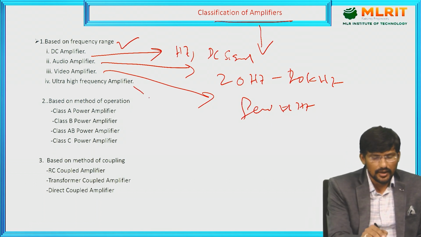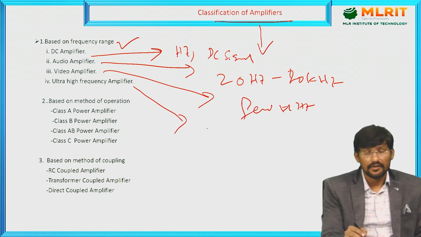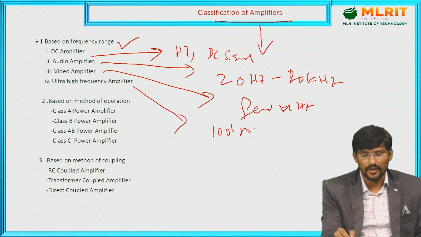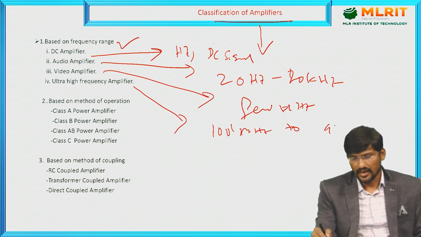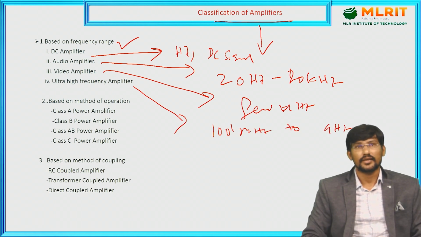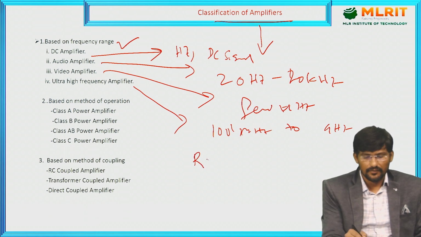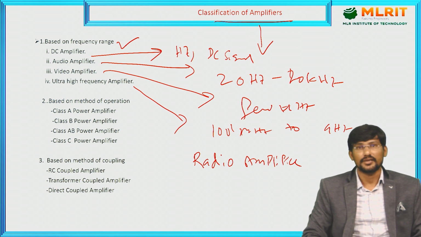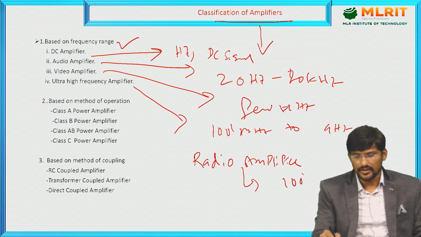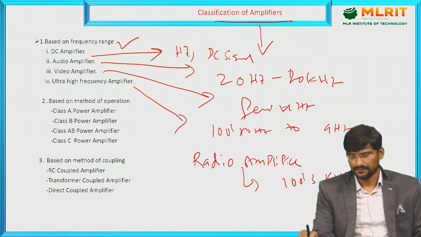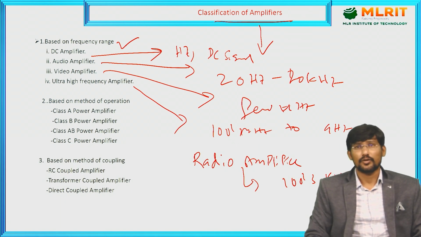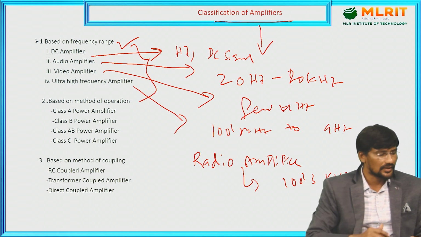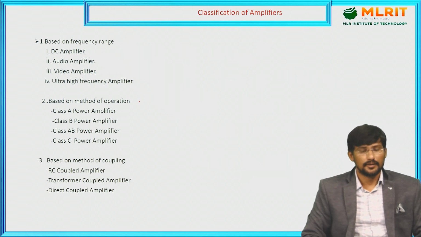And we have ultra high frequency amplifiers. Ultra high frequency amplifiers are used in the range of hundreds of megahertz to gigahertz. And we have another type of amplifier called the radio amplifier. Radio amplifiers are used in radio communication, in the range of hundreds of kilohertz to hundreds of megahertz. If you take the radio broadcasting range, it is 88 to 108 megahertz. So these are the classifications of amplifiers based on frequency range.